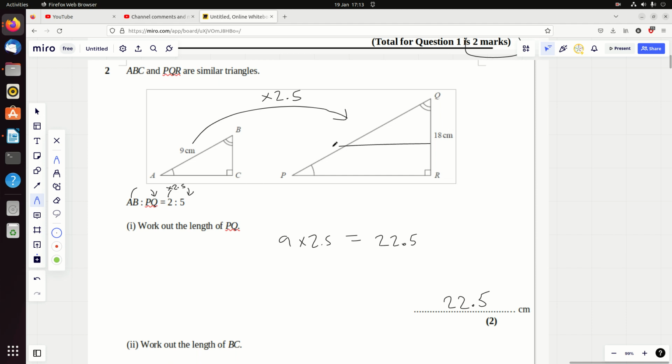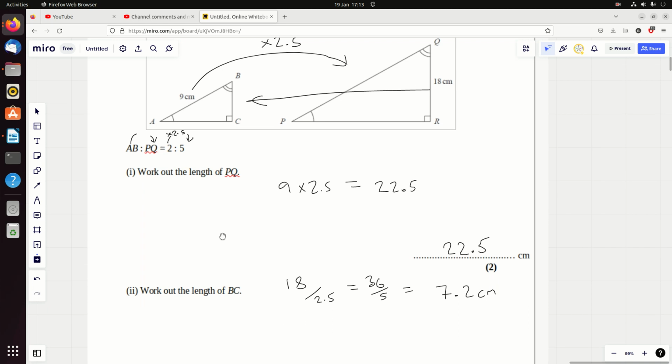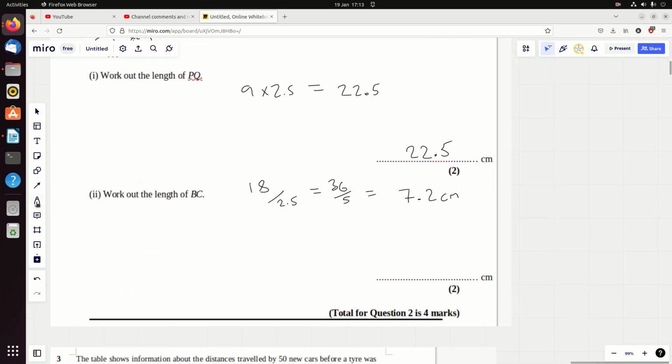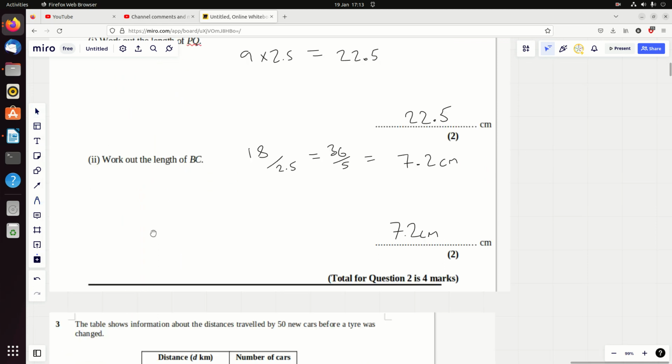Okay, so here we're going backwards. So we've got to divide by 2.5. Well, 18 divided by 2.5. The way I see it, that's the same as 36 divided by 5. You'll do this on a calculator, of course, and that's 7.2 centimeters. And we're done on that one. So that will be 7.2, right on the answer line as well. Okay, next one. What we got next?